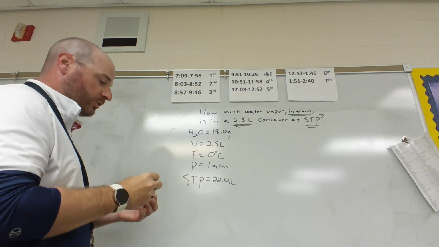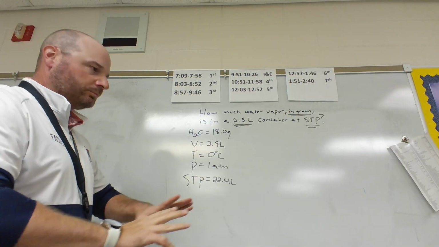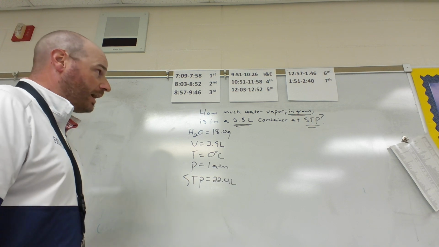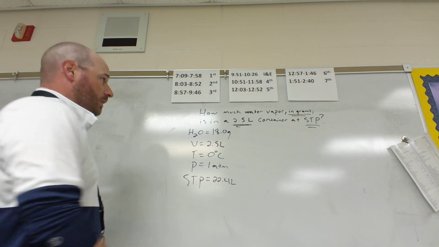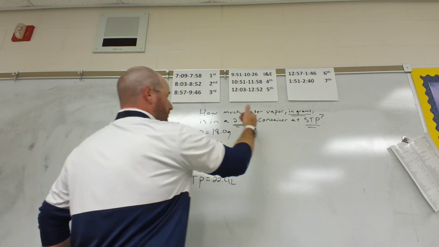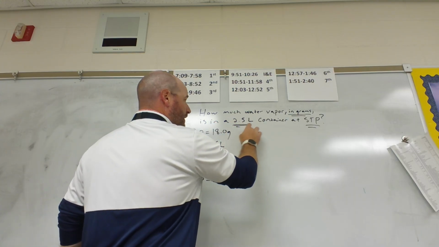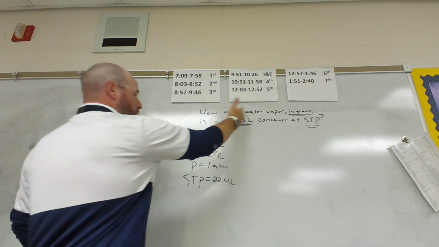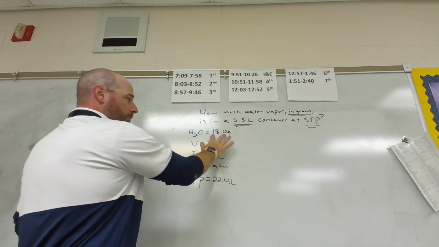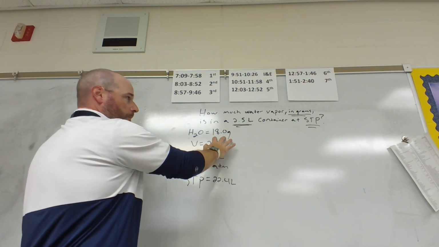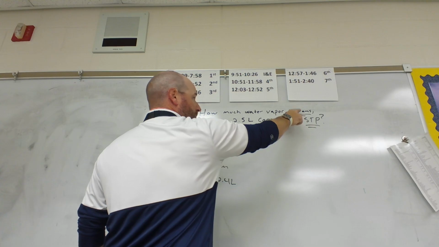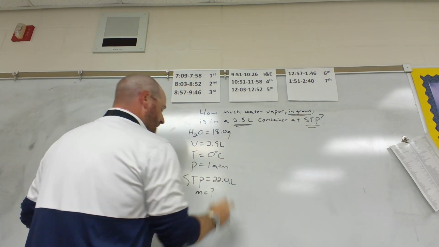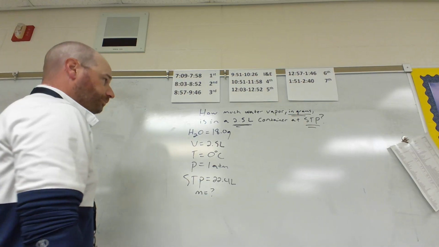Okay, so again, where are we at right now? How did we get there? So step by step, we looked at the problem. So how much water vapor in grams is going to be in that 2.5 liter container at STP? So we know we have water, H2O. We got the molar mass for that. They want grams, they want mass. Okay, so I put my M equals. That's going to be where we're going with this.